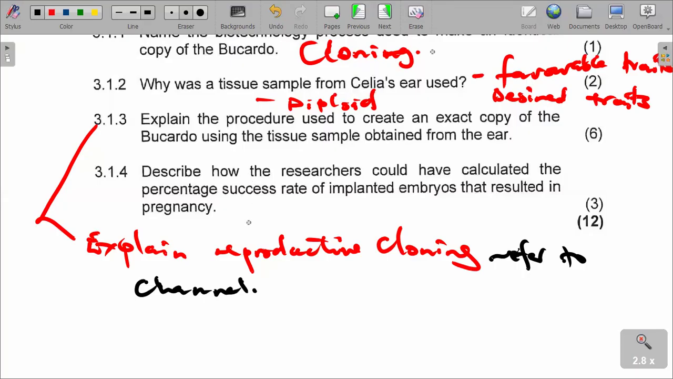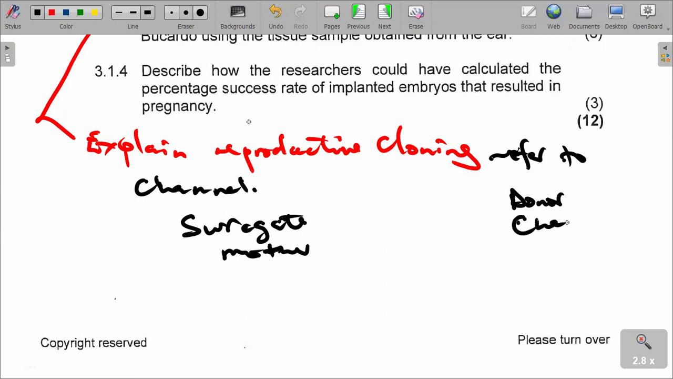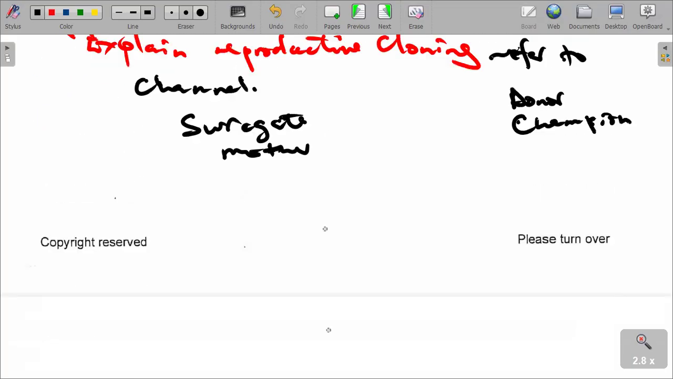So the question wants you to explain the process of reproductive cloning. We have got the surrogate mother, and then we have got the donor mother. Remember that we have been talking about this process.